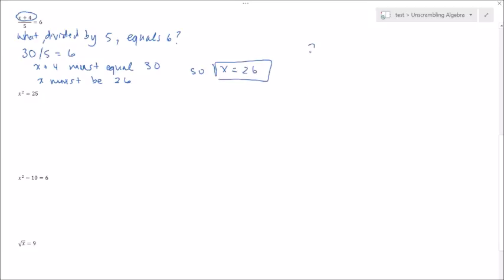Now we can check that work here. 26 plus 4 all over 5 is equal to 6. We get 30 over 5 is equal to 6. And of course that checks out.